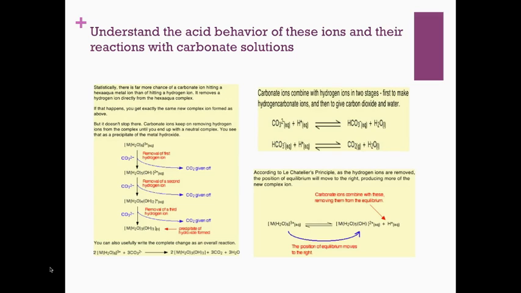So there are different outcomes whether you are adding hydroxide ions, ammonia, or carbonate ions to a hexa-aqua metal ion.